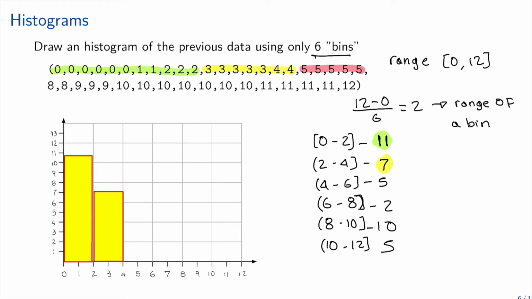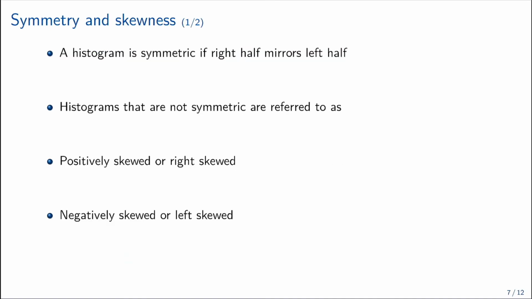In between 4 and 6 we have 5. 5 should be something over there. And in between 6 and 8 we have 2. In between 8 and 10 we have 10, and in between 10 to 12 we have 5. So that's our histogram for this example. Of course, later on we are going to learn how to do it in Python much more efficiently than doing this. Okay, let's continue. Let's look into different histograms, so we can see several tendencies.